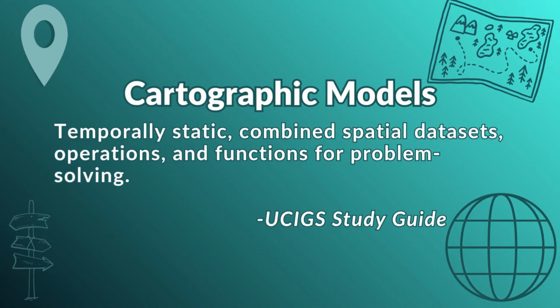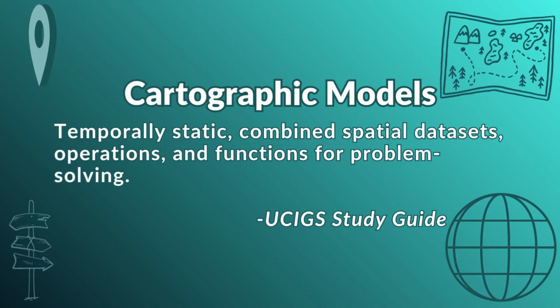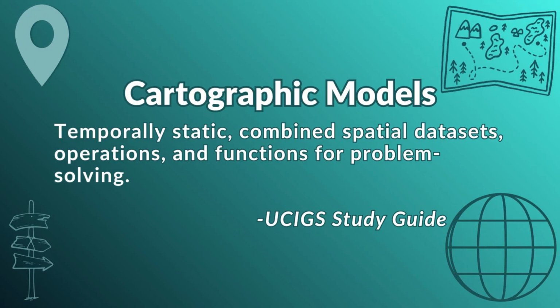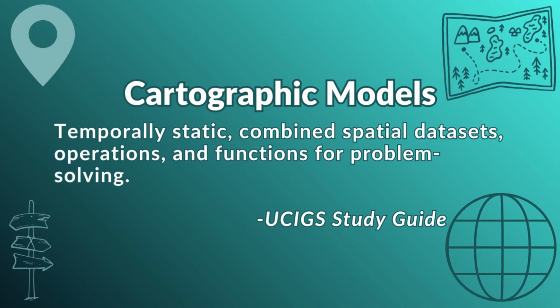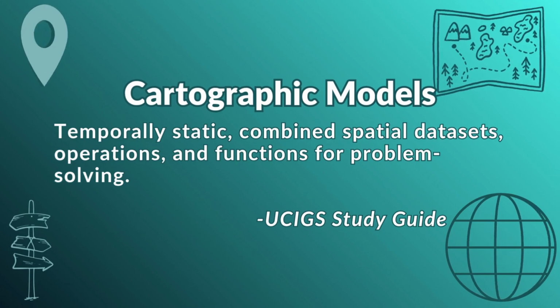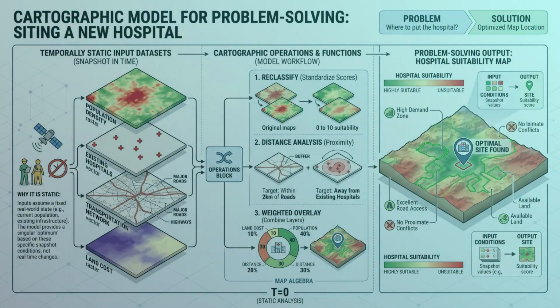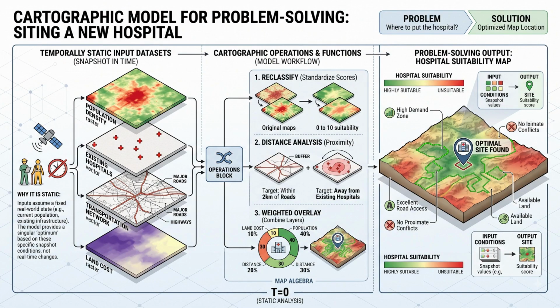Which is really just a fancy way of saying suitability analysis. Right, layering different variables to find the optimal location for something, like finding the best site for a new hospital by weighing elevation, zoning laws, and distance to major highways. Exactly. But the source defines cartographic models as being temporally static, and I kind of struggle with this framing. How so? If I am modeling where to build a new hospital, isn't decision-making inherently about planning for the future? How is that static?